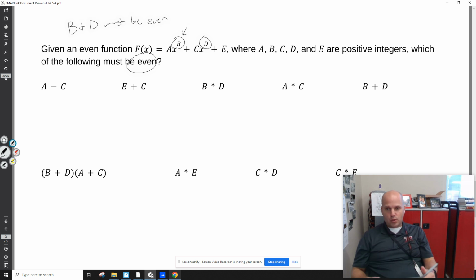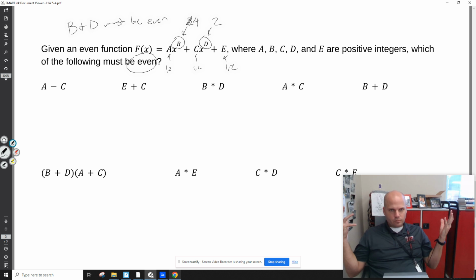If you want to, you could assign values for B. Maybe B is 4 and D is 2 as an example to help you. You can assign values for A. Let's say A could be 1 or 2. C could be 1 or 2. E could be 1 or 2. Could be anything. The coefficients aren't going to change. It's all about taking that negative x to an even power will be positive x to the even power.